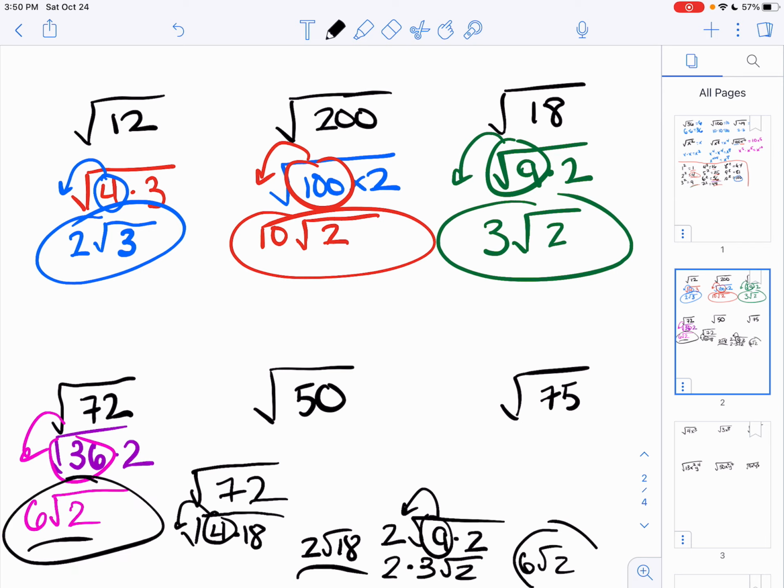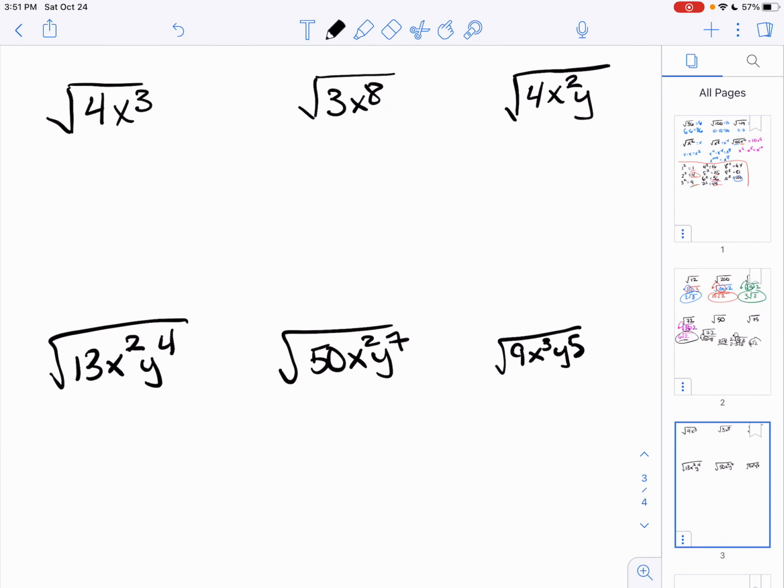So if you don't know the biggest perfect square, as long as you know a perfect square, you can chip away at it, and you can keep making it smaller and smaller until the number that is in the radical does not have any perfect squares that multiply to it. Okay. So for the lack of time, and I don't want to bore you, I will move on to the ones that have variables in them.